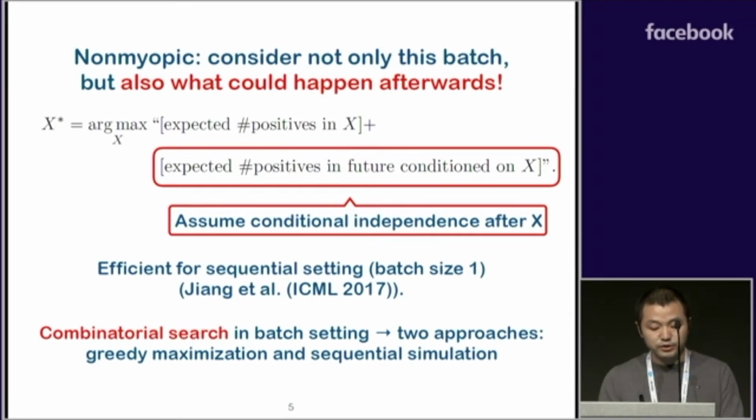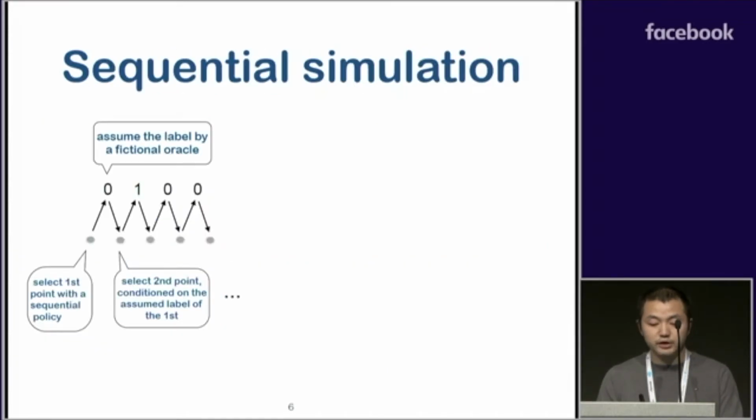Greedy maximization is a common practice for maximizing a set function. We'll briefly talk about the second one, sequential simulation. The idea is simple. We simply simulate a sequential policy by selecting points one by one to add in the batch. And we use a fictional oracle to fake the label and update the model based on the fake label and select the next one. The key question here is, how do we assume the label?